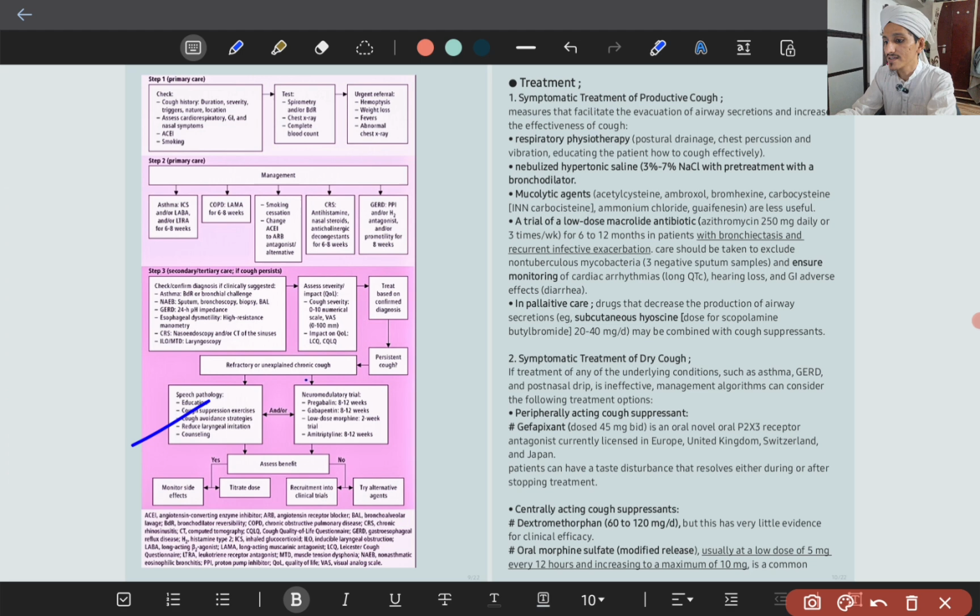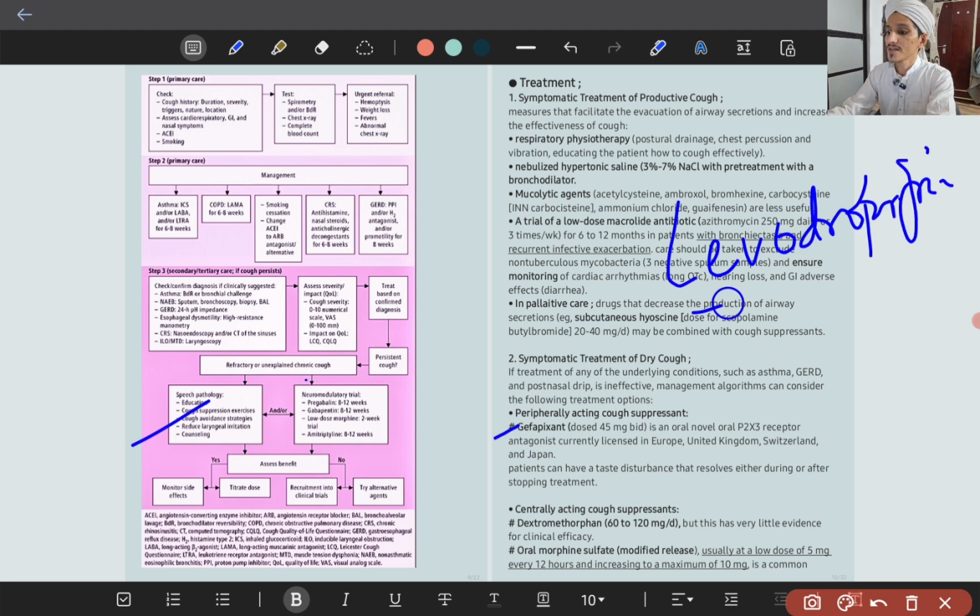Then you will try these things: peripherally acting cough suppressant. There is only one peripherally acting cough suppressant which is licensed in some countries but not in India. That is Gefapixant. One more is there, which we'll discuss in cough in cancer patient. That is levodropropizine. This is the drug which acts peripherally, and it is available in cough syrup form also. Then centrally acting.